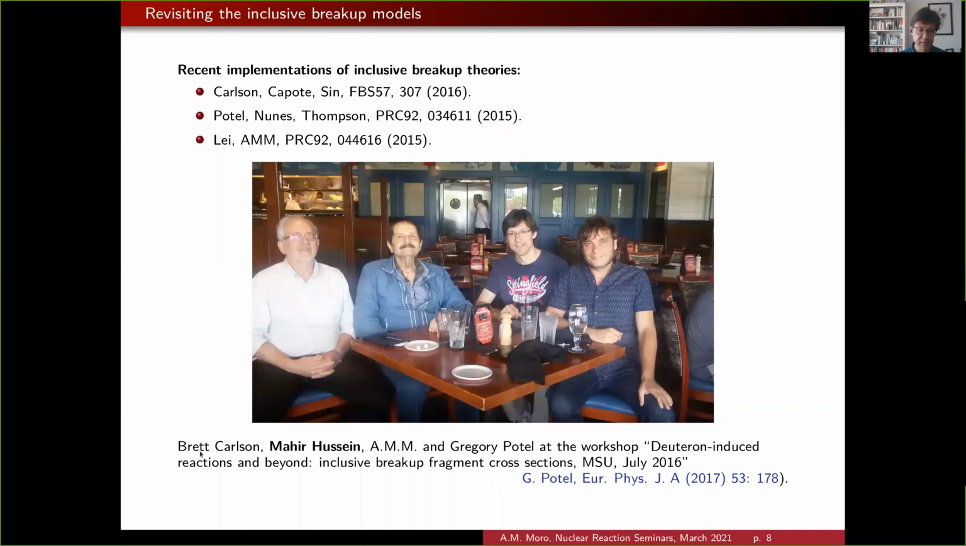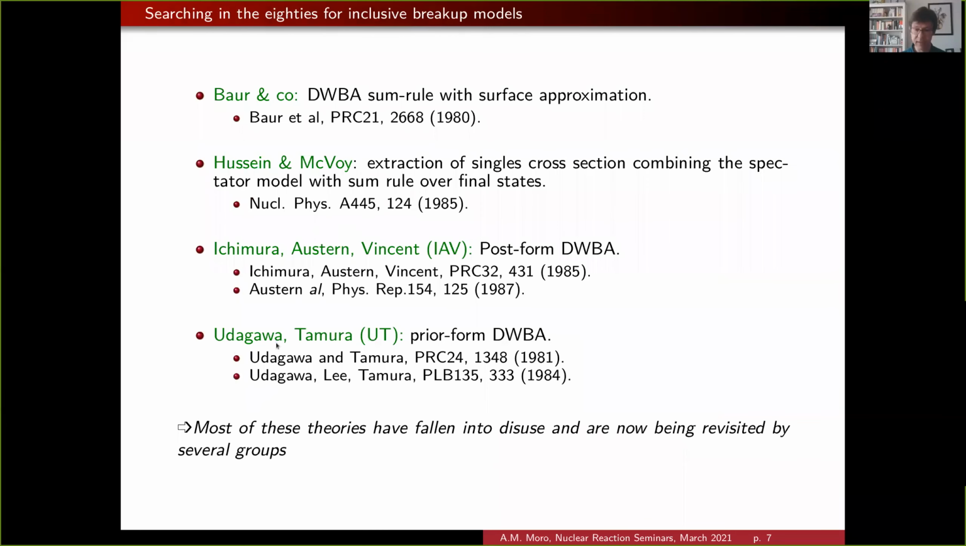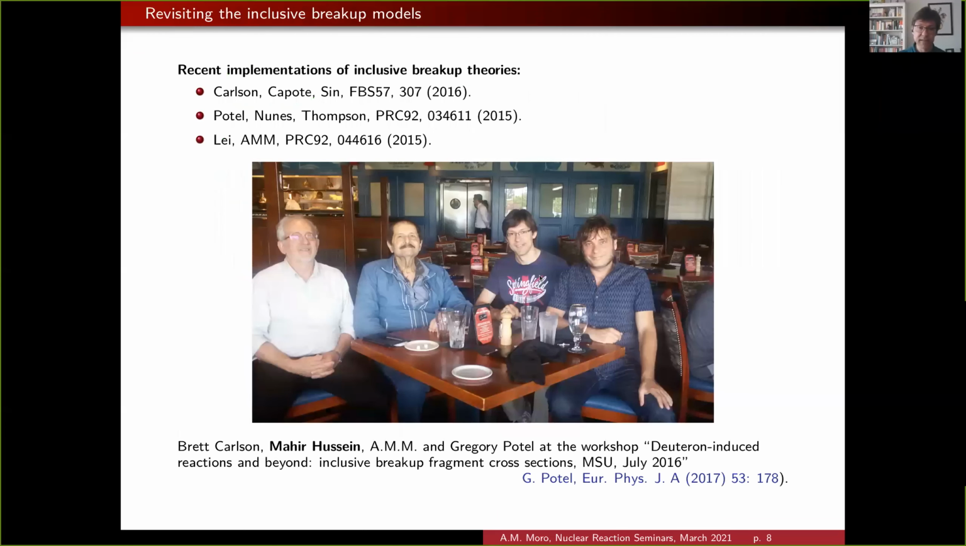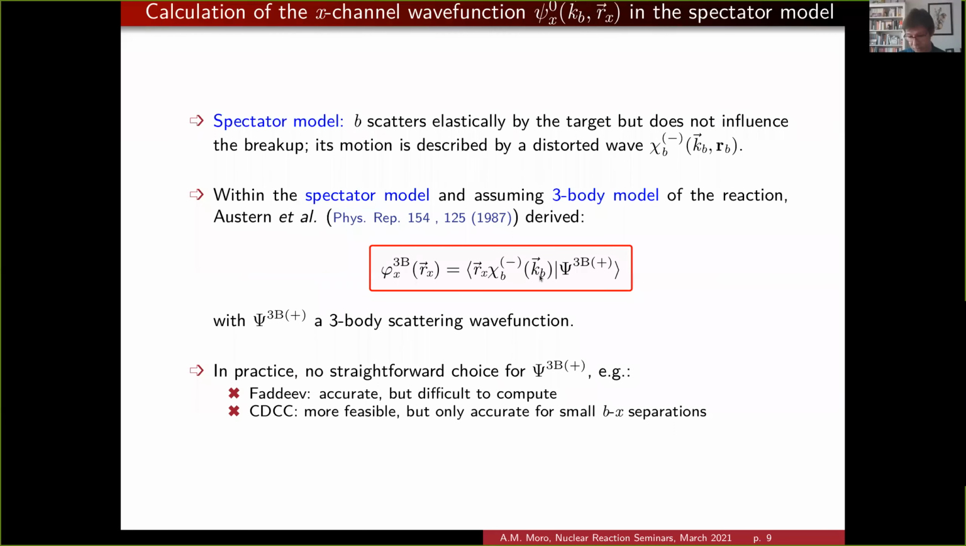And there was, for example, a nice meeting that I have very nice remembrances of, at MSU in 2016. It was organized mainly by Gregory Potel and Filomena Nunes, who I think is in the audience, and with the participation of Mahir Hussein, who was one of the persons that contributed to these theories, and who unfortunately passed away last year. In any case, he contributed very much in his last years to the revival of this problem and to the new developments around it.